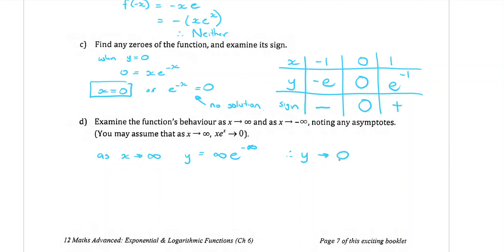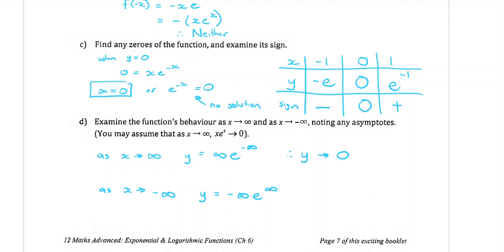Now let's do the other one. As x is approaching negative infinity, y is negative infinity e to the positive, because two minuses make a plus. This time, this is still the dominant here. The e to the infinity is dominant. It's math related.